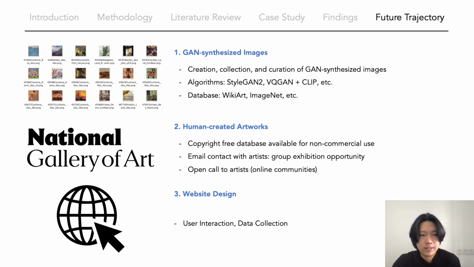And also, of course, website design and web development is a crucial component. I'll work closely with my advisor to design a system that efficiently collects data from user interaction.